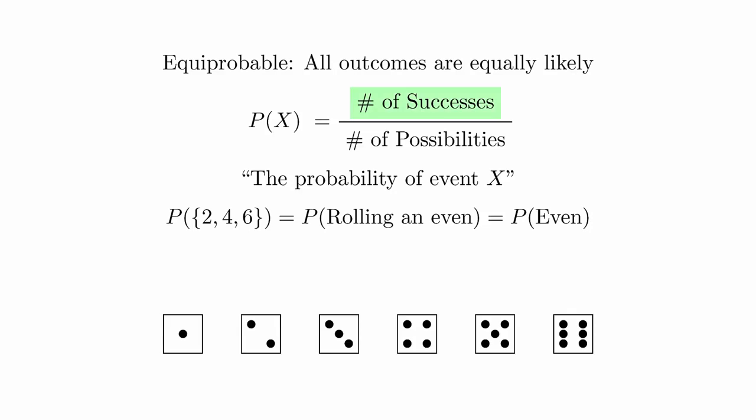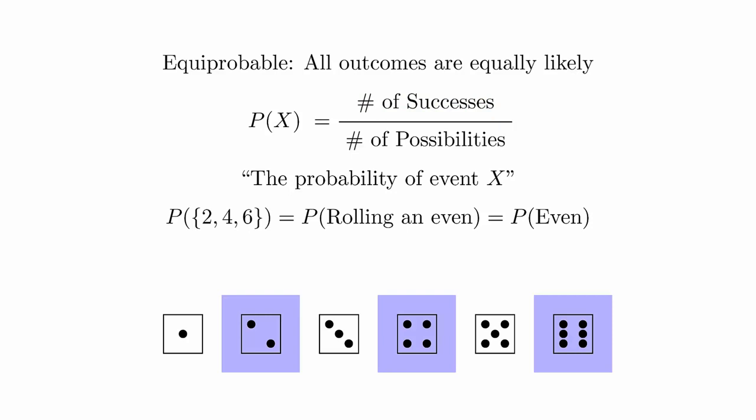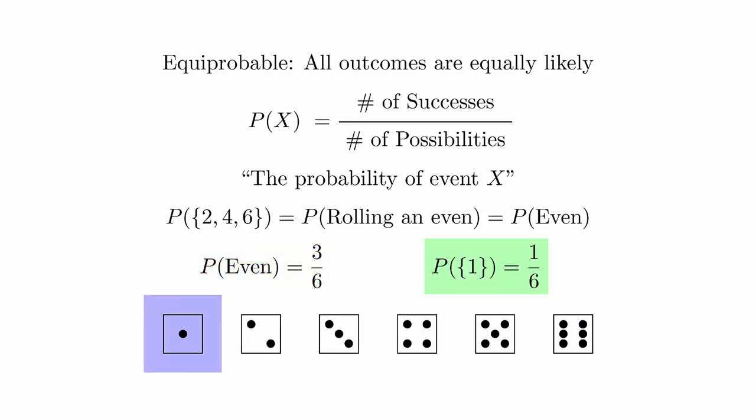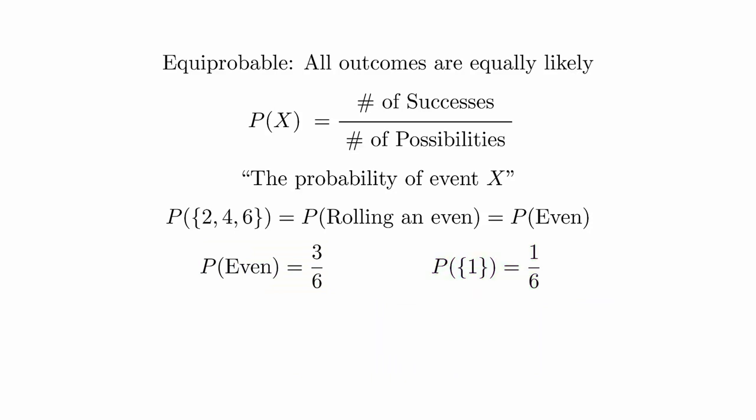A success is when the outcome is one of the events we are interested in. So a success of rolling an even number simply means that the outcome was either a 2, 4, or 6. This means that the probability of rolling an even number is 3/6 or 1/2, and the probability of rolling a 1 is 1/6.